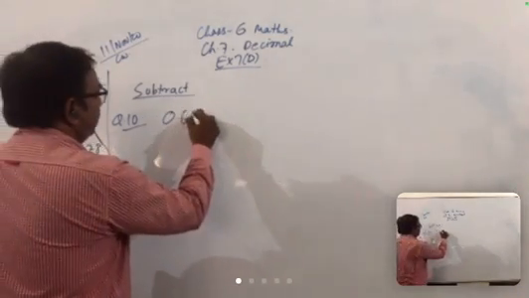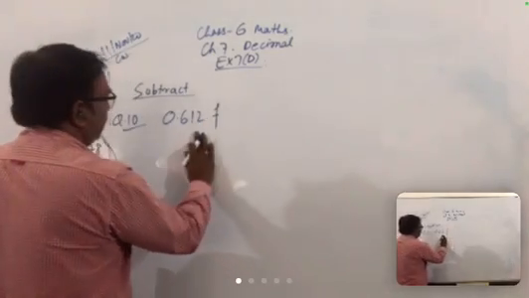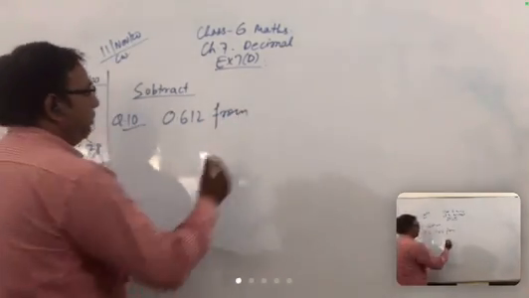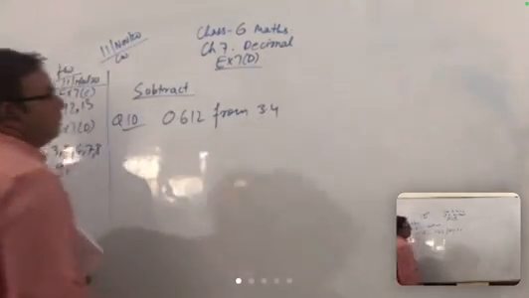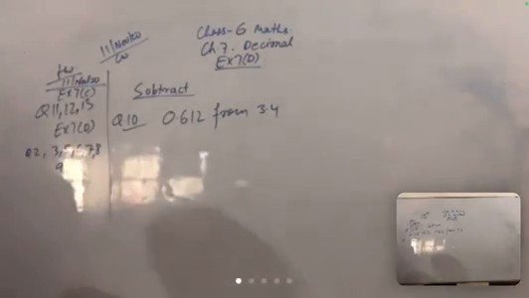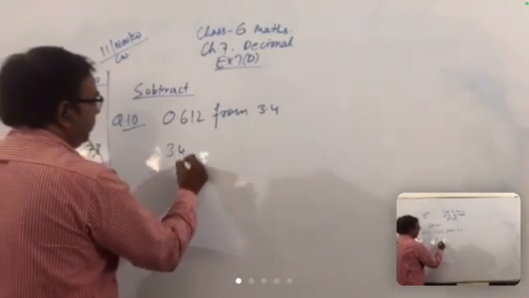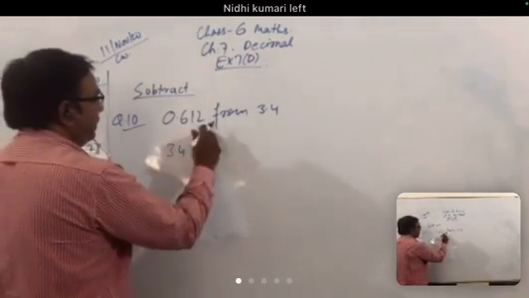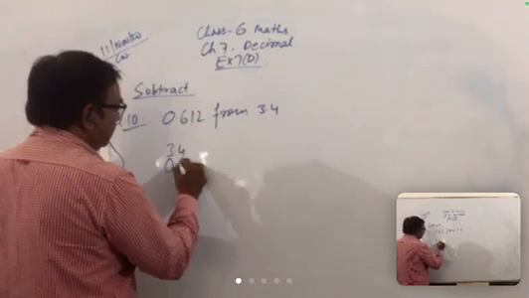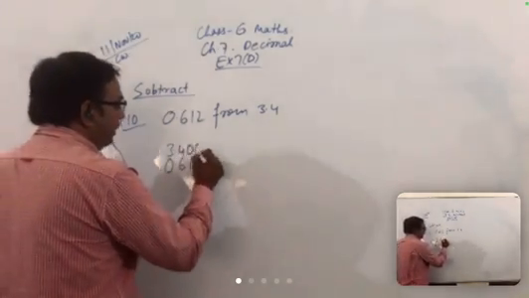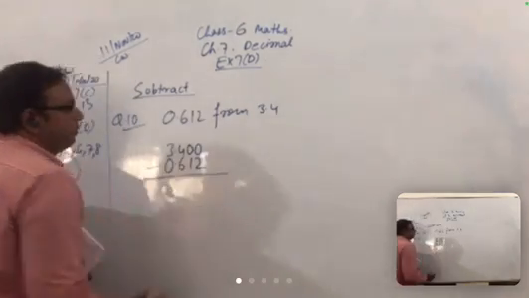Question number 10. Now the question is: subtract 0.612 from 3.4. So we have to write the second number first. So 3.4, and then we have to write this number, 0.612. Then how do we subtract it? By putting 0 over this. Clear?